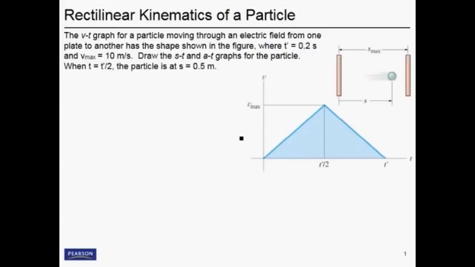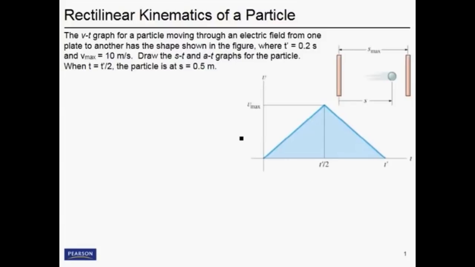In this problem, we're going to be looking at the rectilinear kinematics of a particle. We've got a particle that is moving through an electric field from one plate to another, and the velocity profile of this particle has the shape shown in the figure. We're given some information about Vmax and the time scale in the figure, and our goal here is to draw the position versus time graph and the acceleration versus time graph for the particle.